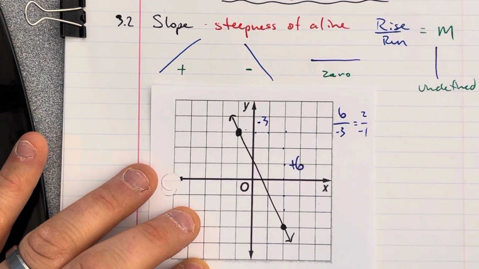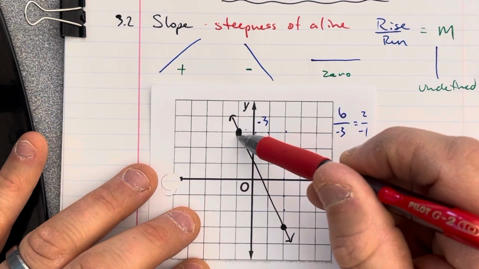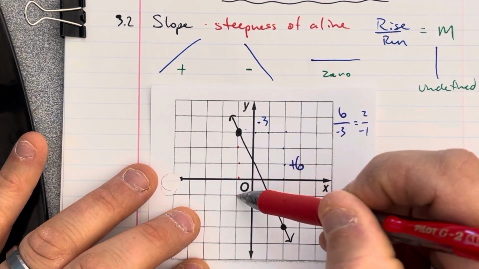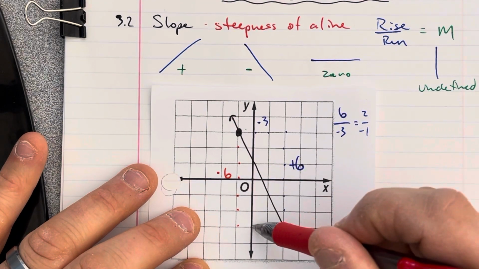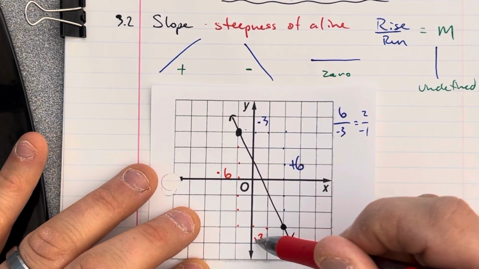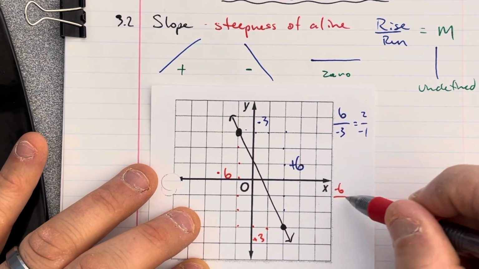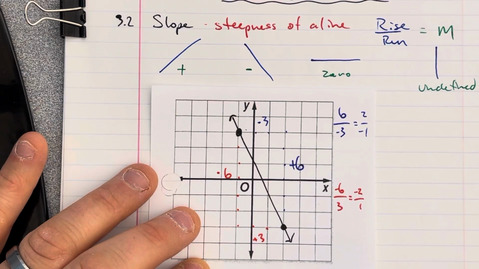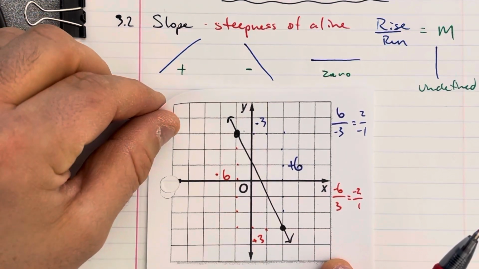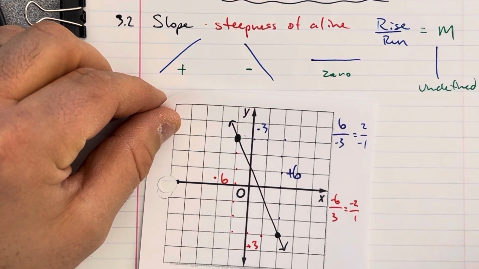If I decided to go the other way, that's okay. Went down 1, 2, 3, 4, 5, and 6. Since I went down, that would be a -6, and then I went to the right 1, 2, 3, and that's positive. So it'd be -6 over +3, which still is just -2 over 1. And those two things are the exact same. Either one of those is correct. It just depends on your preference and what makes the most sense to you when you're finding the slope there.